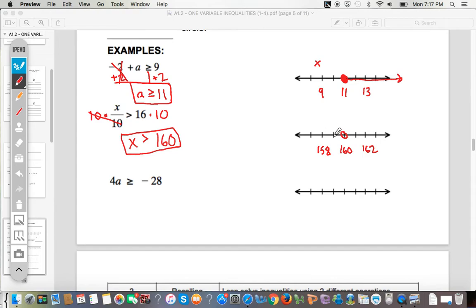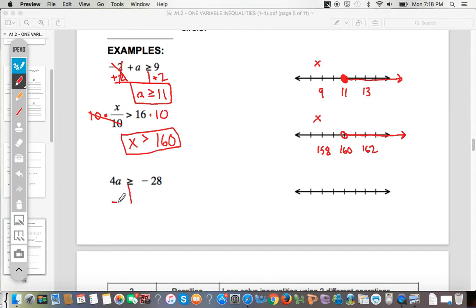Okay, so I'll go to 159. Is 159 greater than 160? No. So it can't be any numbers on this side of the number line. What about this side? Go to 161. Is 161 greater than 160? Yes. So it'll be all solutions on this side of the number line. And I'll leave my circle open because 160 is not included. 160 is not greater than 160. Perfect. Let's do the last one.